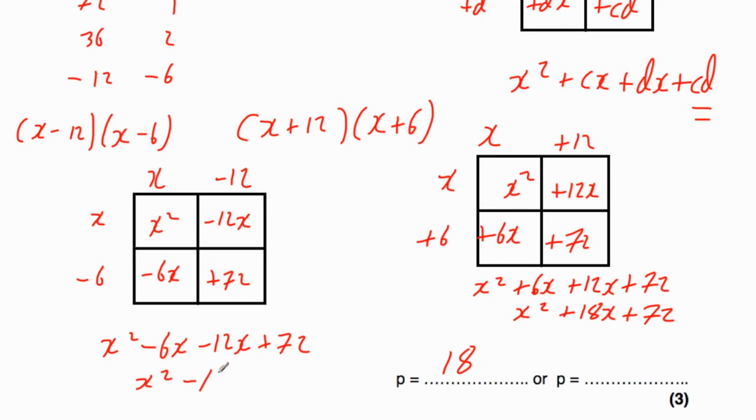So x squared minus 18x plus 72. So that means that p could also be equal to negative 18. So there's our two possible values for p. Okay, and our last question.